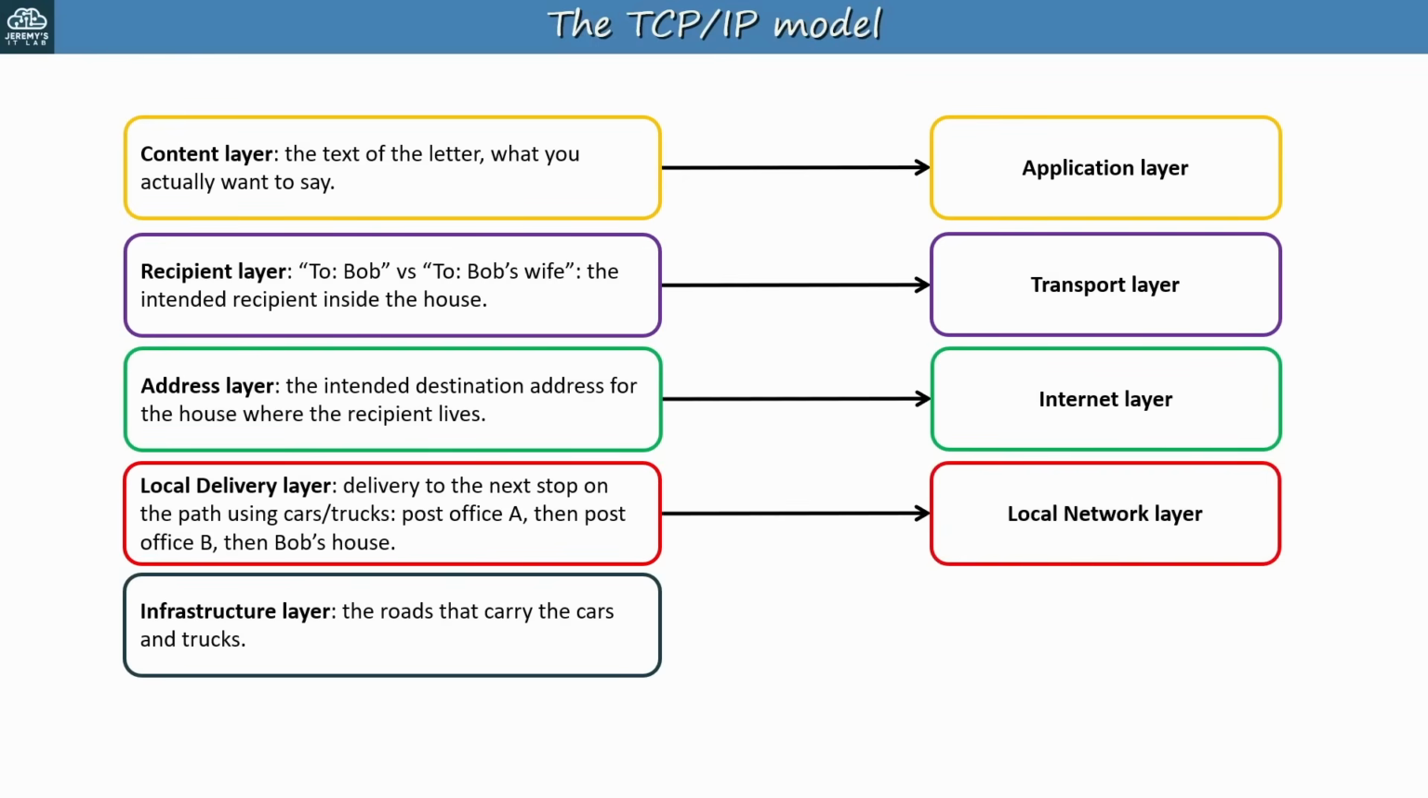The local delivery layer matches what I'll call the local network layer. This is the layer used for delivering messages within a LAN, a local area network. There are a few different names for this layer, but I'll go with local network. And finally, the infrastructure layer is equivalent to the physical layer. At this point, these names probably don't mean much to you. So next, we'll see how they actually work in a real network between a client and a server.